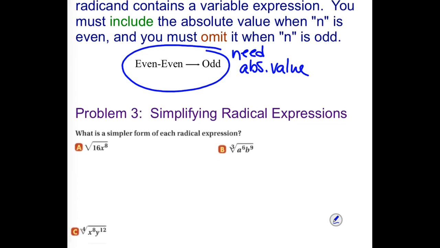Now, what does that mean? Even, even, odd. It means if you start with an even root and you have a variable to an even power, okay, even, even, and it comes out with an odd power, that's when you need the absolute value bars around it. Okay?